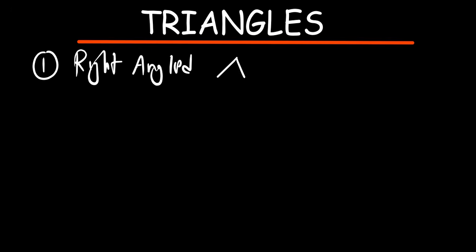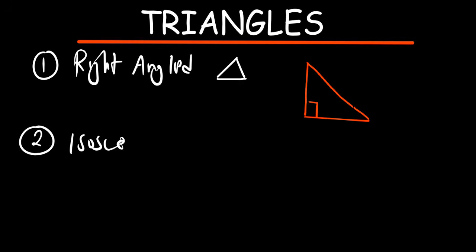Allow me to abbreviate or to write the triangle as that. So how does a right angle triangle look like? So let's say this is our triangle. It has a 90 degrees angle like that. Then another type of a triangle that you're supposed to know is what we call an isosceles triangle. Okay, so an isosceles triangle has got two sides equal.